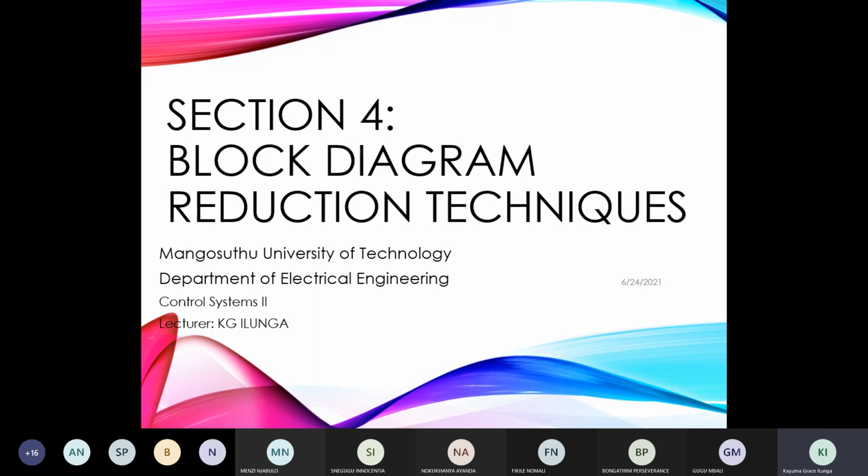Today we're going to start section 4, which is the block diagram reduction techniques. This is also one of the important chapters that we are going to do in control system. I would like you to give me attention. This chapter is not difficult. I can even say it's the easiest one, but you just need to understand how the techniques work, so you might be able to solve anything.